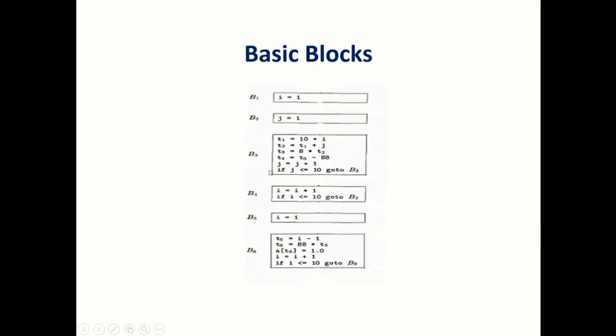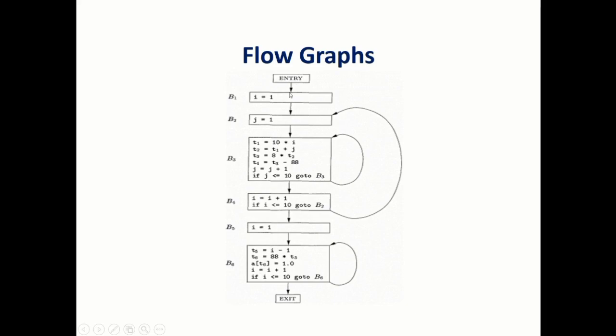Using the basic blocks, we will draw the flow graph. In the given flow graph, the first entry point is the basic block I equal to 1. If a block ends normally, then the arrow goes to the next block in the program. So the connection goes from basic block 1 to basic block 2. Basic block 2 is j equal to 1. Then the connection moves from basic block 2 to basic block 3. If a block ends with a conditional jump, like if j less than or equal to 10, go to B3, the connection goes to B3 itself only.